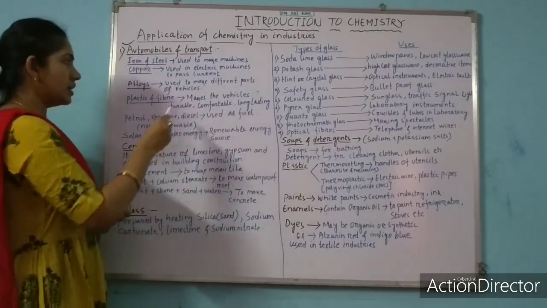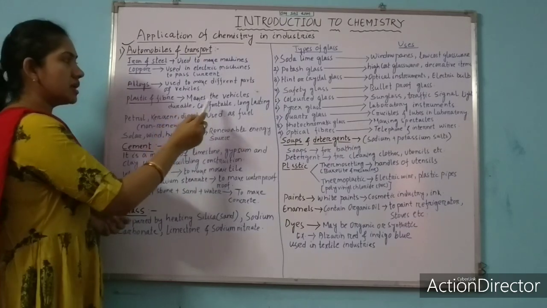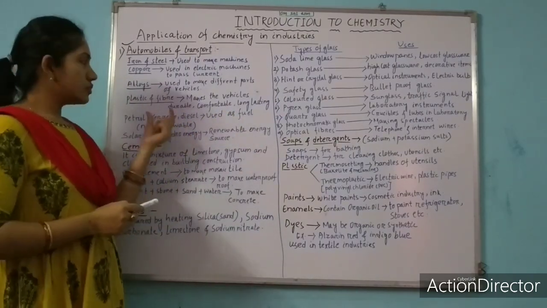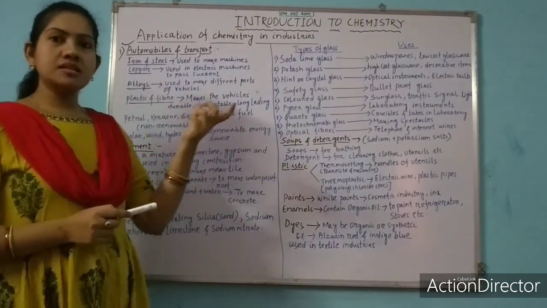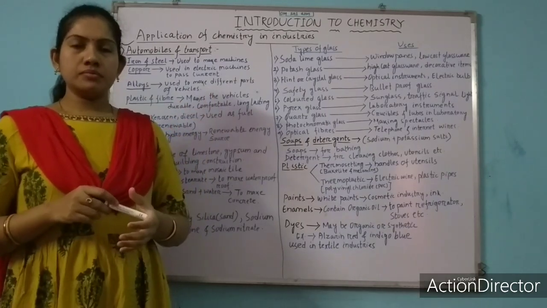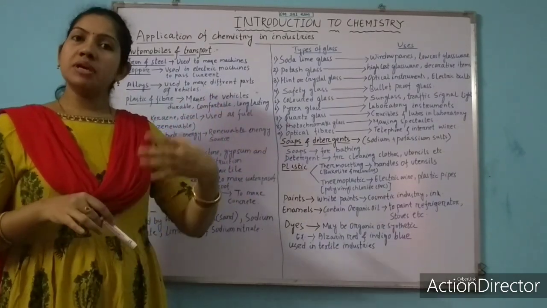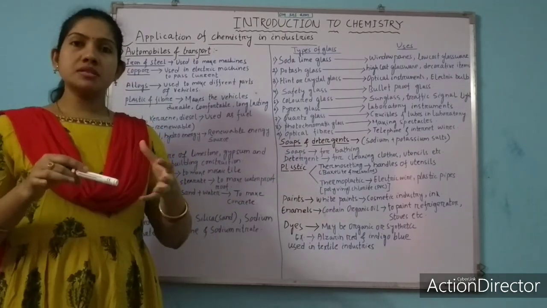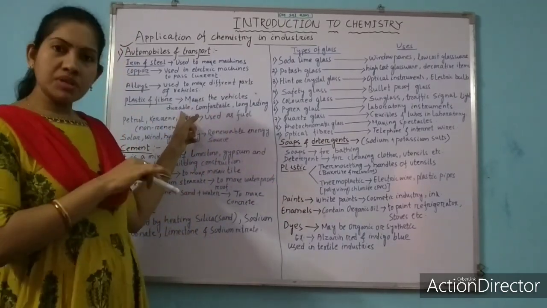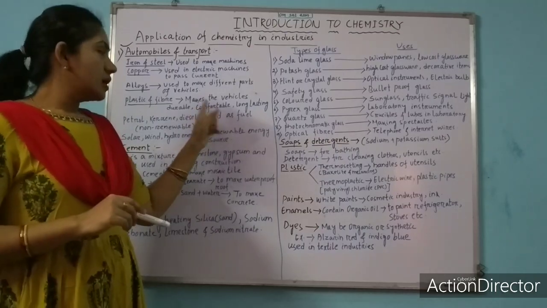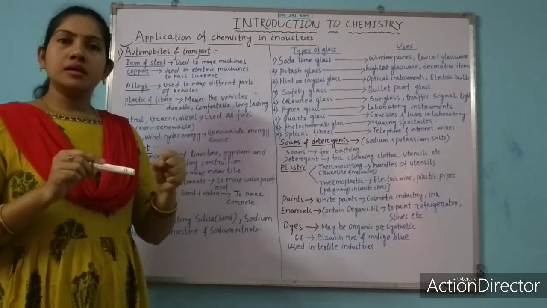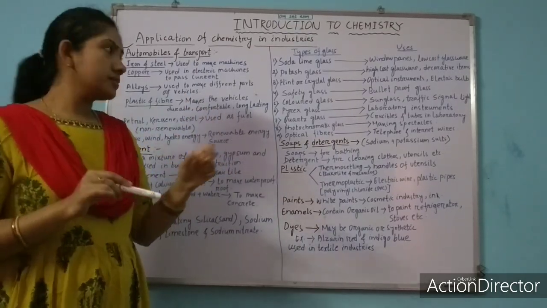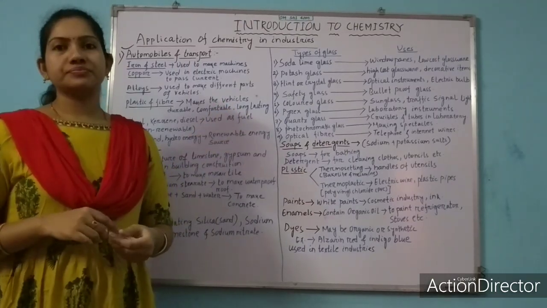So here you have written, makes the vehicles durable, comfortable and long lasting. When we use plastic and fiber for vehicles, it makes the vehicle run for more days. That's why I have written durable, means it will run for more days. Comfortable, it will give comfort when we ride it, and long lasting.